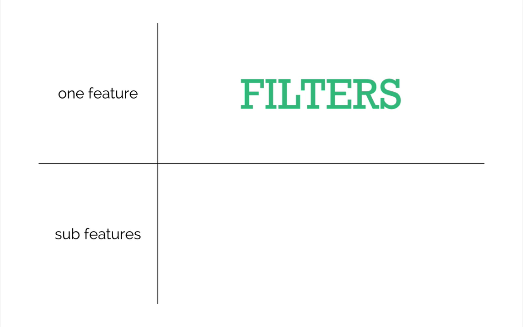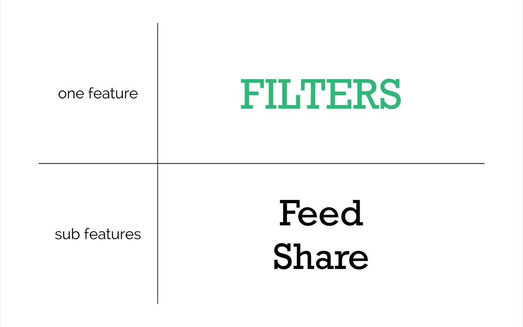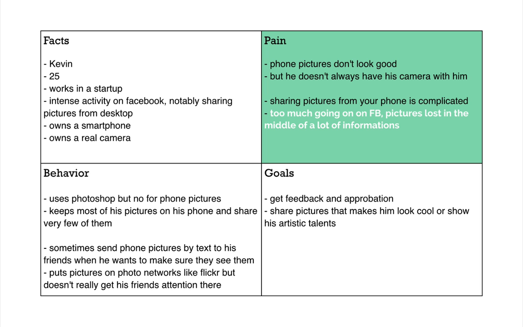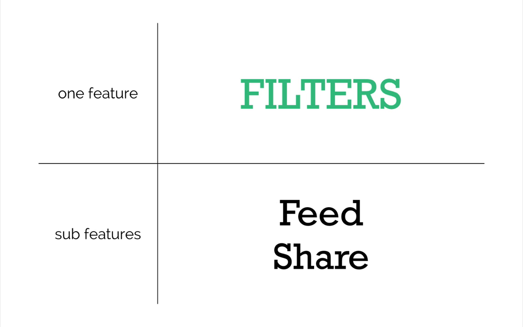Making photos beautiful is useless unless people actually see them. That's why our two sub-features will be to let people share them easily on social networks, but also to give the user a feed made of pictures only. This last choice is comforted by what some people told us when researching the problem and refining our persona. So we'll have filters, feed, and share.